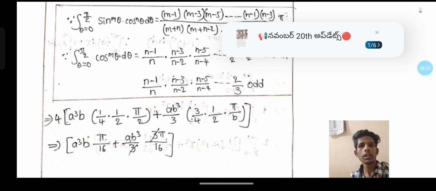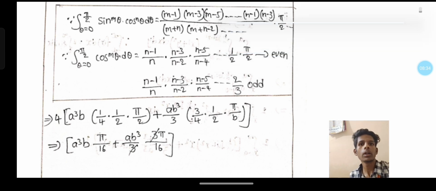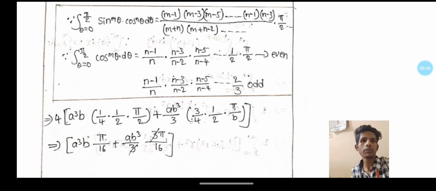Now again we take 4a cube into 1 by 4 into 1 by 2 into pi by 2, plus ab cube by 3 into 3 by 4 into 1 by 2 into pi by 2. Again we will apply this formula. Now a cube b into pi by 16 plus ab cube by 3 into 3 pi by 16.